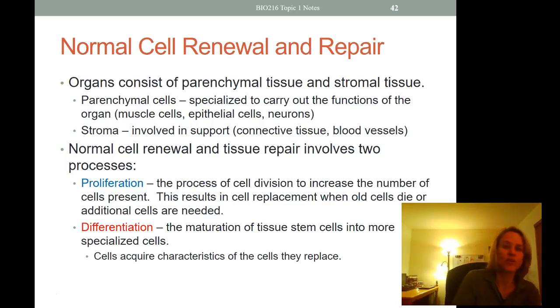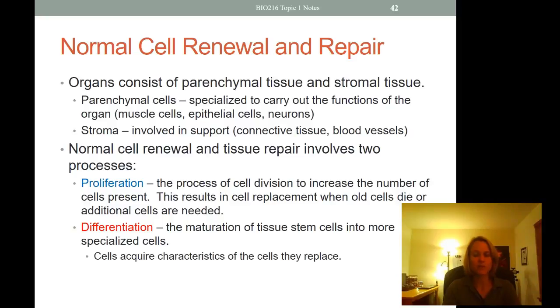So let's talk about normal cell renewal and repair. Organs have two types of tissue, parenchymal tissue and stromal tissue. Parenchymal tissue is the specialized tissue that carries out the functions of the organs. This includes muscle cells, epithelial cells, and neurons. Stroma is involved in support of the tissue, or support of the organ. This includes connective tissue and blood vessels.